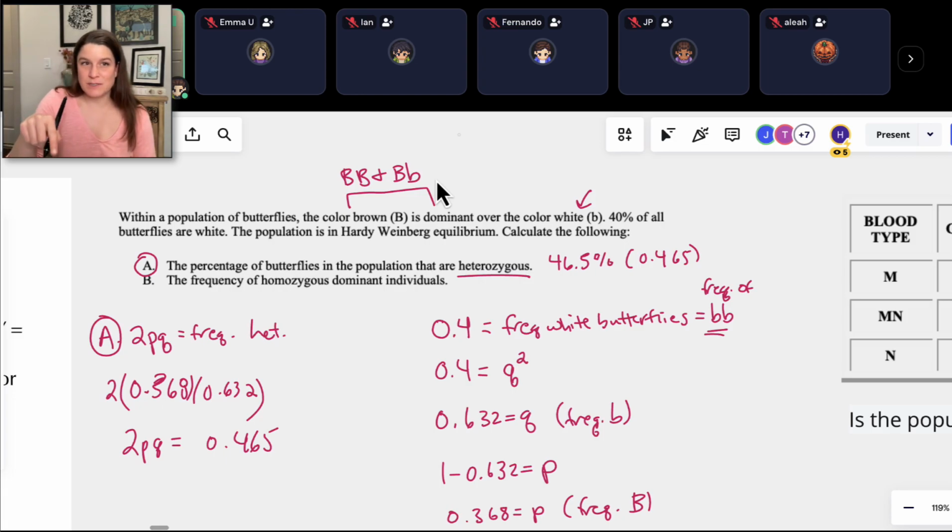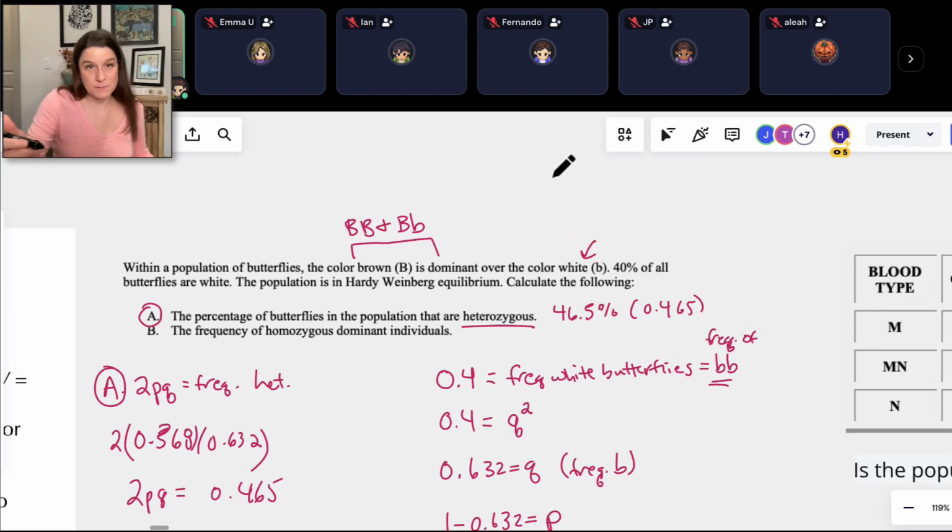You're right that 60% of the butterflies are brown, but you can't do anything with that information because you have 2 genotypes that can get you a brown butterfly. So the key here is always go for the recessive. Just find the recessive. If we gave you something like 60% of the butterflies are brown, and you're like, oh no, there's 2 genotypes that give me brown, it's okay. All you have to do is say, if 60% are brown, then 40% must be white, the rest of them. That means that's homozygous recessive, Q squared, and then you can solve for everything.